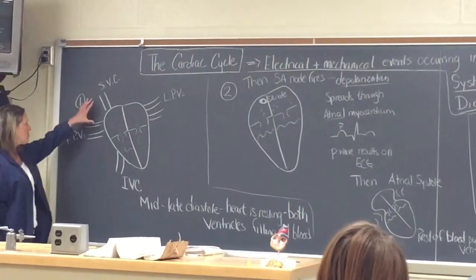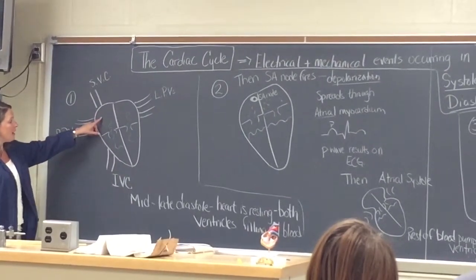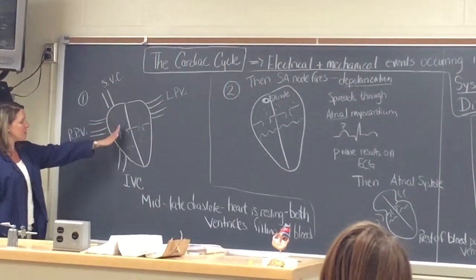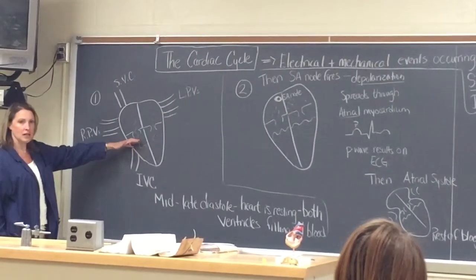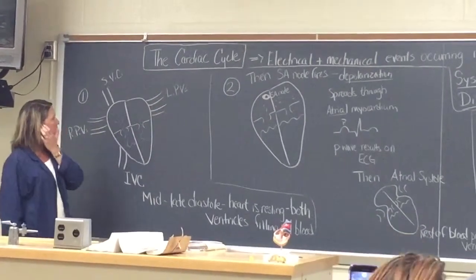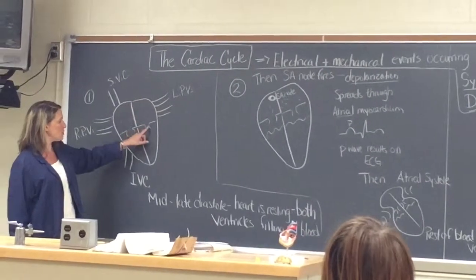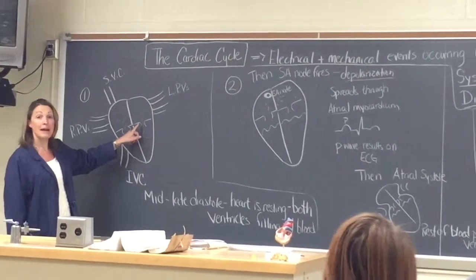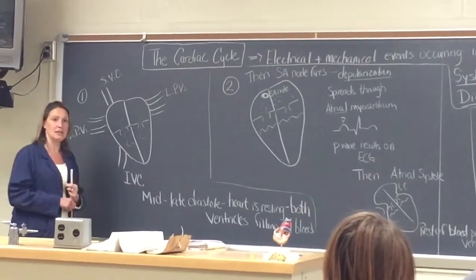At this point in time, blood is returning to the right side of the heart through the vena cavae, entering into the right atrium. The atrioventricular valves are open, and the blood is filling the right ventricle. Simultaneously, blood is coming in through the pulmonary veins to the left atrium, and through the bicuspid valve into the left ventricle. So this is occurring simultaneously.